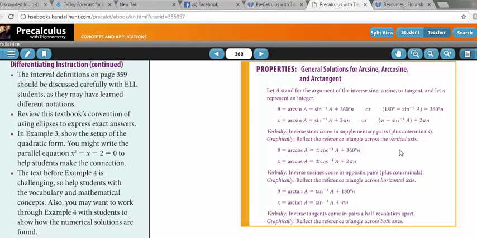And they even talk about how they are. Yep. Inverse sines come in supplementary pairs. Inverse cosines come in those opposite pairs. And then inverse tangents come in pairs half a revolution apart.